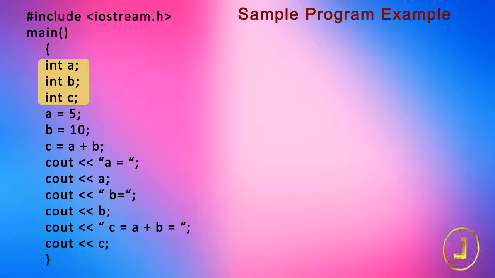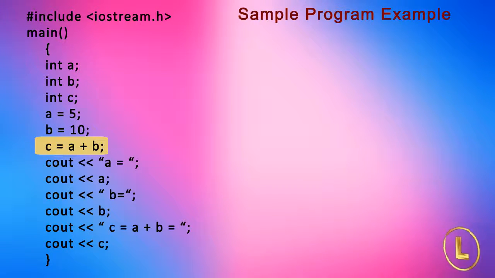Now we assign values to variables a and b by using the assignment operator. The lines a is equal to 5, and b is equal to 10, assign the values 5 and 10 to the variables a and b, respectively. These statements put the values 5 and 10 to the memory locations labeled as a and b.